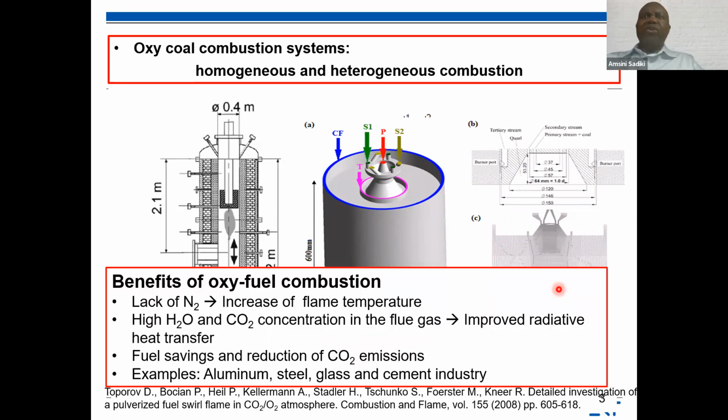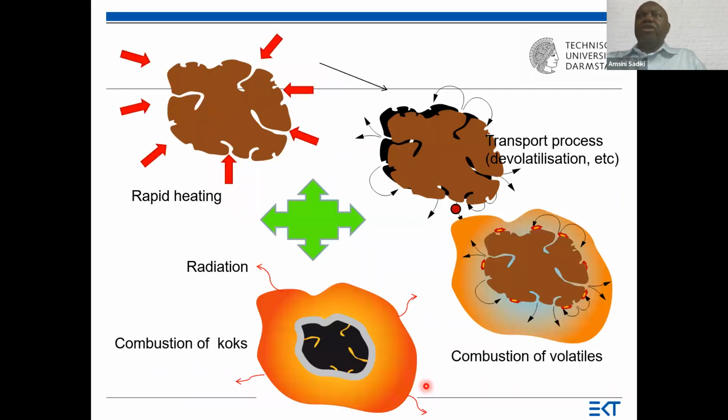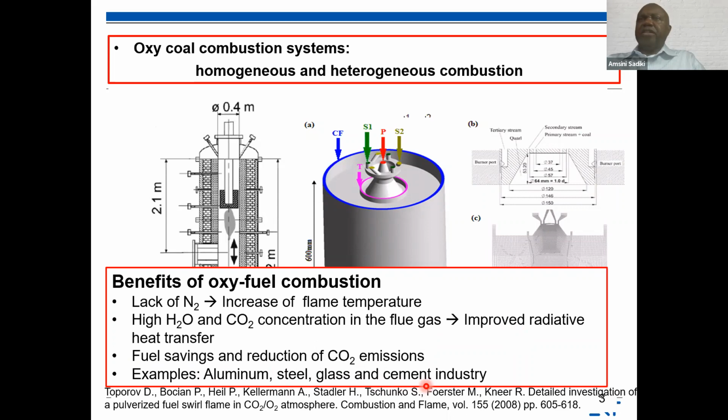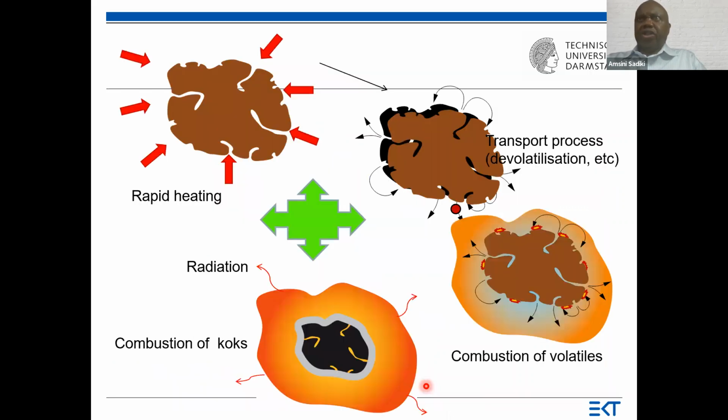The benefit of oxy-fuel combustion is, first, that the lack of N2 allows an increase of the flame temperature. We have a high water and CO2 concentration in the flue gas, which can be recirculated to improve the radiative transfer. We save fuel and also reduce CO2 emission, and this can be used in different industries like aluminum, steel, glass, and cement. I have introduced this also before, at the beginning of this chapter of this lecture.